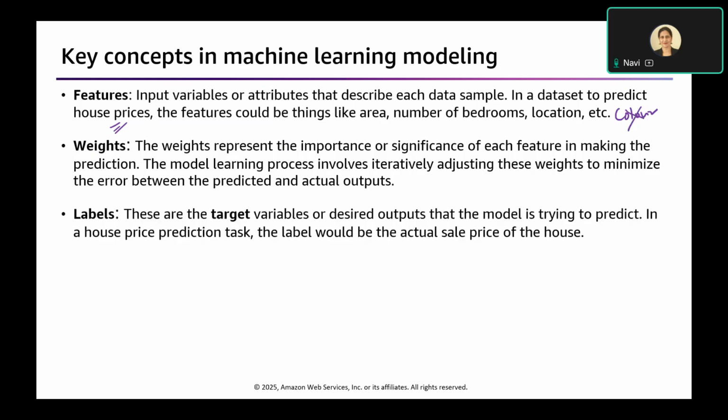The more important a feature is, the higher its weight will be. Then we have labels. These are the actual true values that the model is trying to predict. For house prices, the label would be the actual sale price. The model will look at the historical data. What was the price of the house with 3 bedrooms, 5 bathrooms, front yard, backyard? Looking at historical data, if it was sold for $200,000, it knows what the important features are.